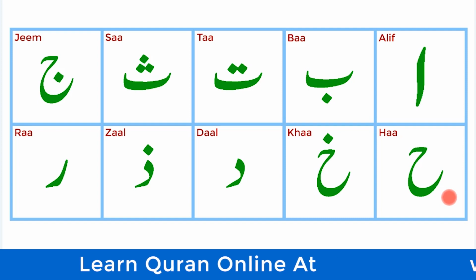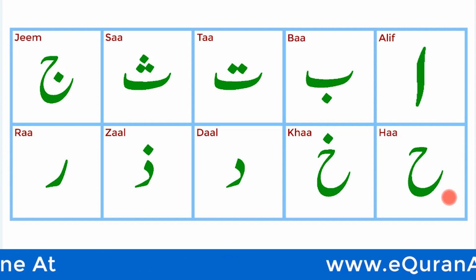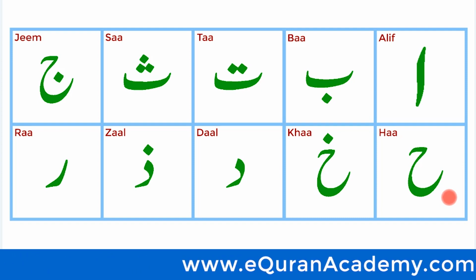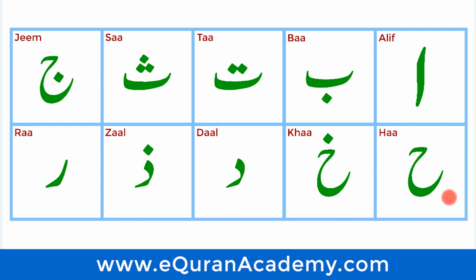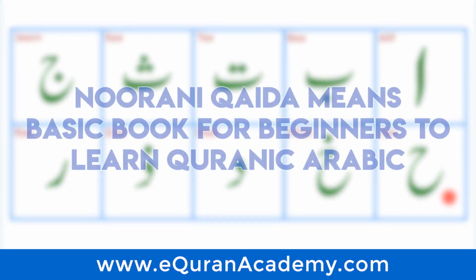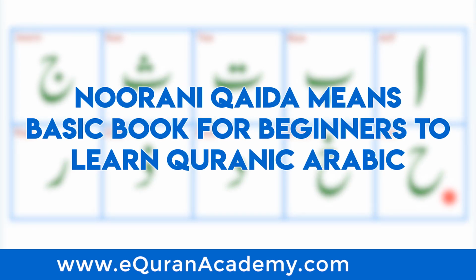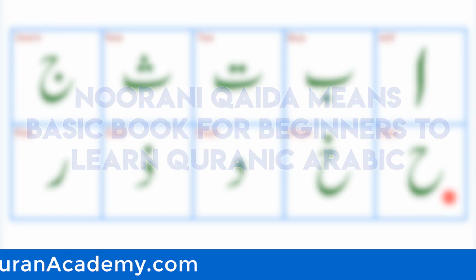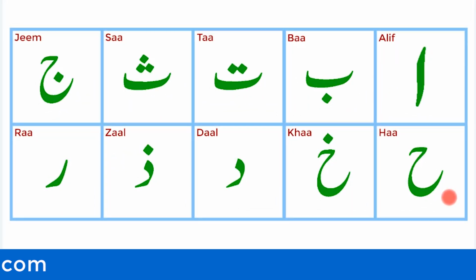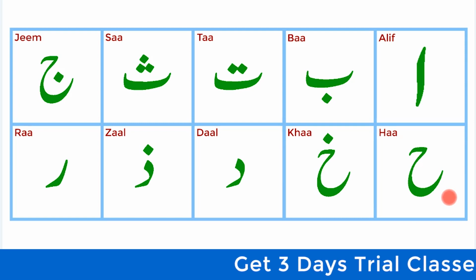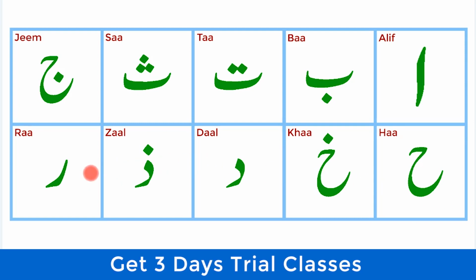Today we will start our second lesson of Noorani Qaida. Before starting, you must know what is Noorani Qaida. Noorani Qaida means basic book for beginners to learn Quranic Arabic. There are 29 letters in Arabic, and in this lesson we will learn from letter Ha to Ra.